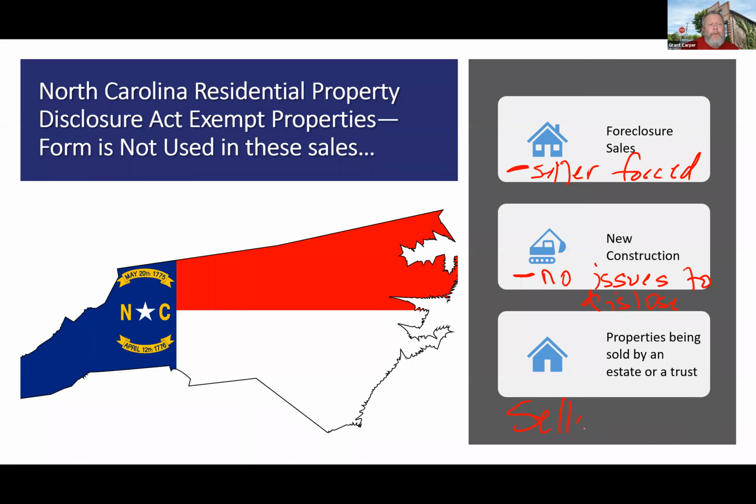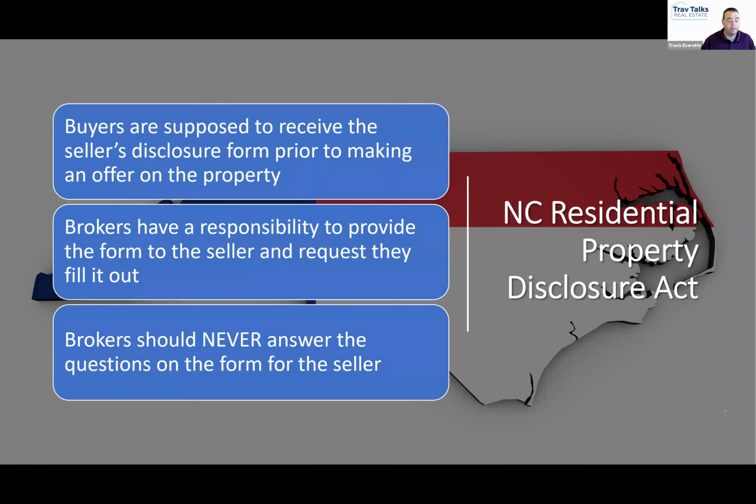And why do you think properties being sold by an estate would be exempt? Because the previous owners are deceased. It's hard to fill out a form when you're what? Dead. You don't have an owner. Right, because here's what the form is designed to be: here's what I know about the property based on living here. Well, in the case of an estate, the person who lived there is dead. So there's literally nobody to fill the form out. So that's why these three are exempt.